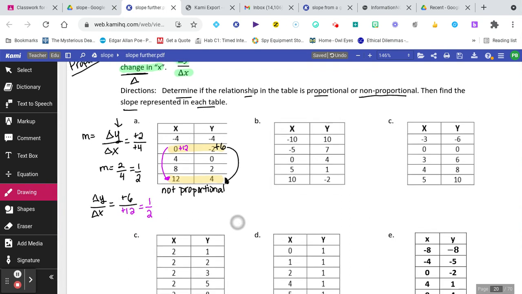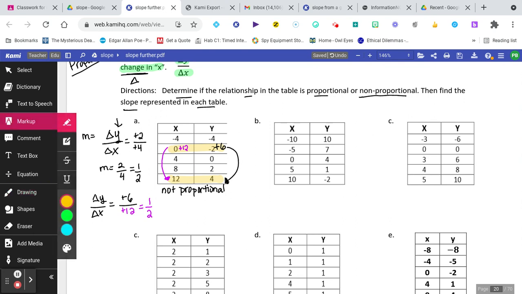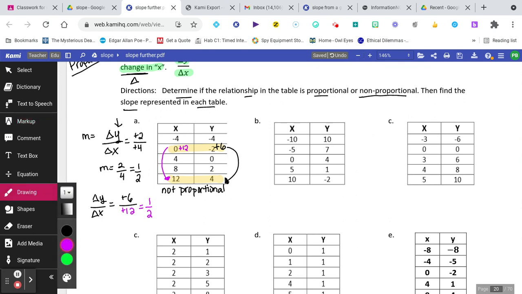All right, let's take a look at B. B, I'm going to check to see if it's proportional. So I'm just going to take my y's and divide by my x's. So the first x and y is going to be 10 divided by negative 10. Puts me at negative 1. And of course, if I take 7 and divide it by negative 5, I do not get a negative 1. So again, this is not proportional. I'm not getting the same number.